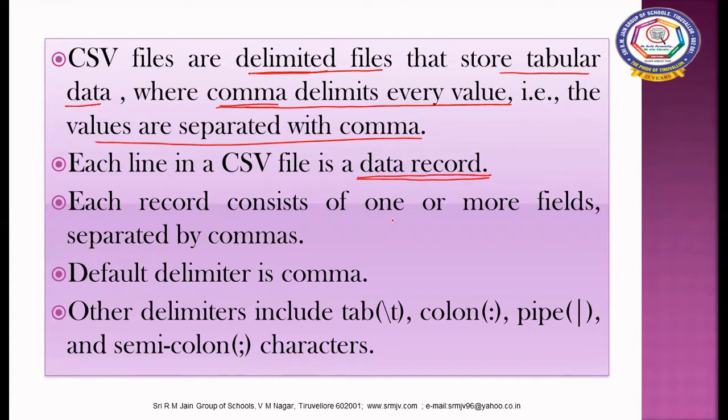Each record consists of one or more fields separated by commas. So each field in your record will by default be separated by a comma. The default delimiter is a comma, but we have other delimiters also, like tab, colon, pipe symbol and semicolon. These are other delimiters that you can set for your records.